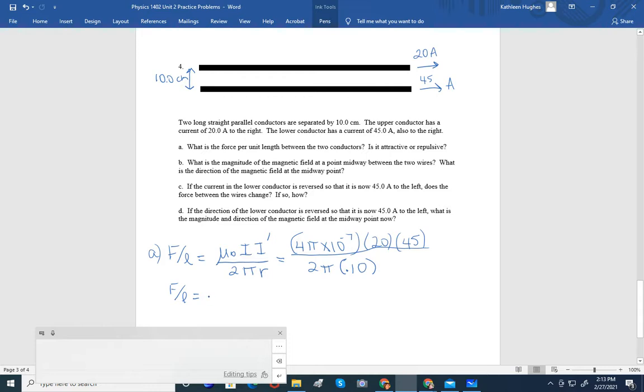is 0.0018 newtons per meter, and it is attractive. It's attractive because the current is flowing in the same direction. So that's the answer to A.